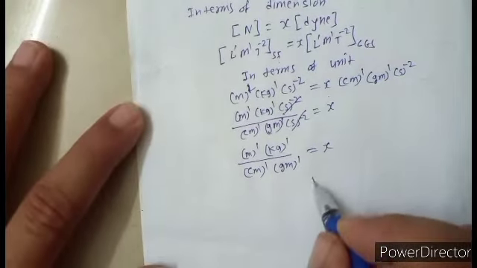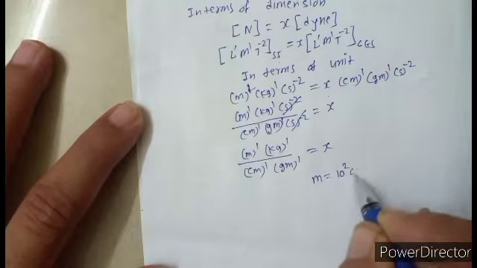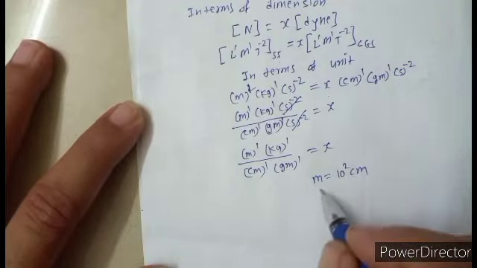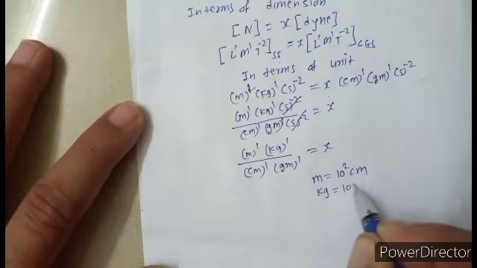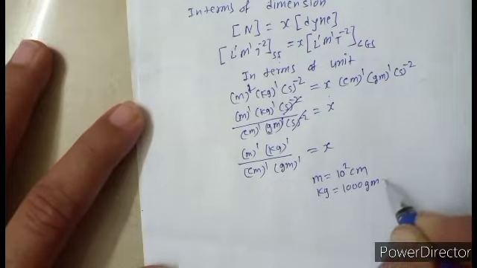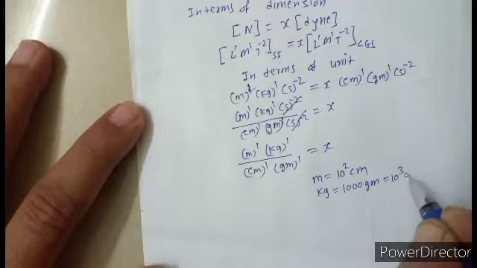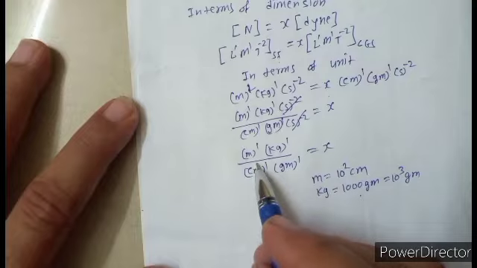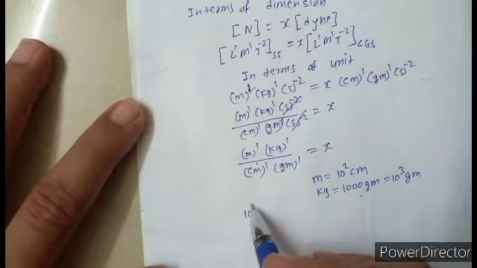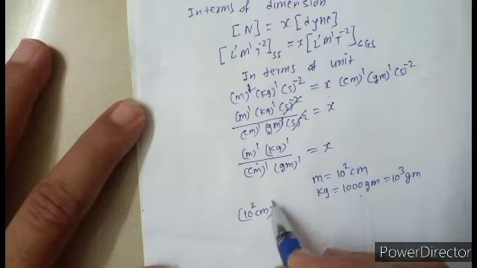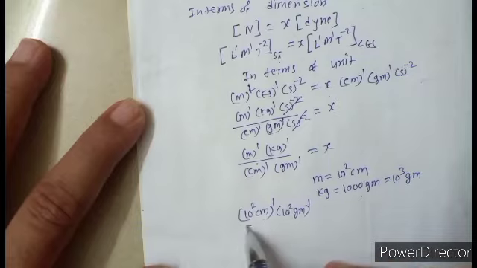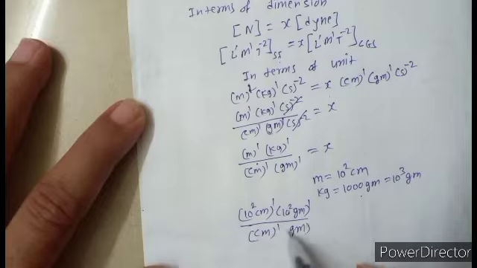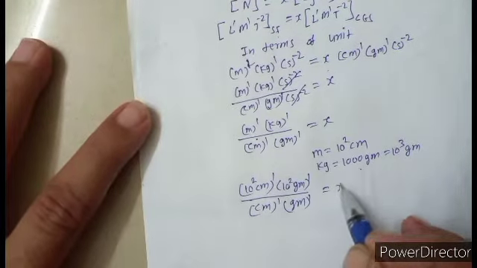We know 1 meter is equal to 10 raised to 2 centimeter. Also 1 kg is equal to 1000 gram, which can be written as 10 raised to 3 gram. Substitute this value in above equation. So 10 raised to 2 Cm raised to 1, 10 raised to 3 Gm raised to 1 divided by Cm raised to 1 Gm, that means gram raised to 1, is equal to X.